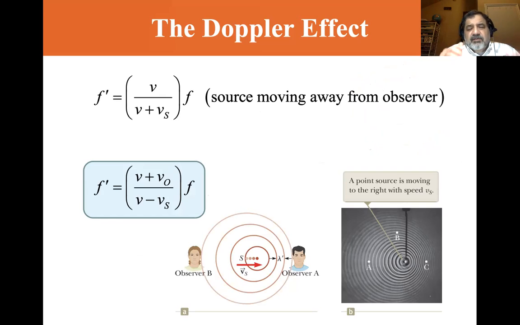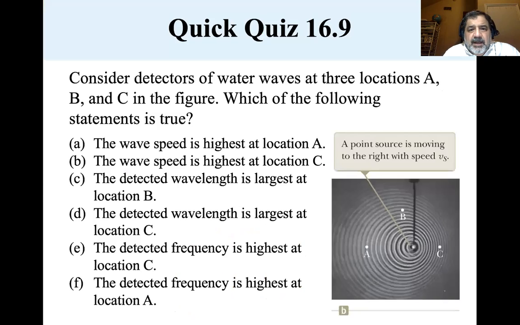F prime is equal to the velocity of sound plus the velocity of the observer, divided by the velocity of sound minus the velocity of the source, times the original frequency. If only one of them is moving, if the observer is moving and the source is stationary, then Vs is equal to 0.